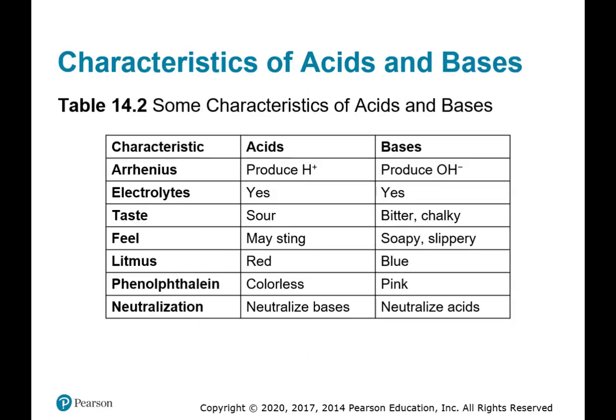Some characteristics of acids and bases. Like we said, Arrhenius acids produce hydrogen plus ions, bases produce hydroxide ions. They are both electrolytes. Acids taste sour and bases are bitter and chalky. Any acid in a cut would sting. Bases are soapy, they feel slippery. Litmus paper turns red with acids and blue with bases. If you put phenolphthalein drops in an acid, it's colorless, but once you start adding a base to it, it turns pink. And acids neutralize bases and bases neutralize acids.